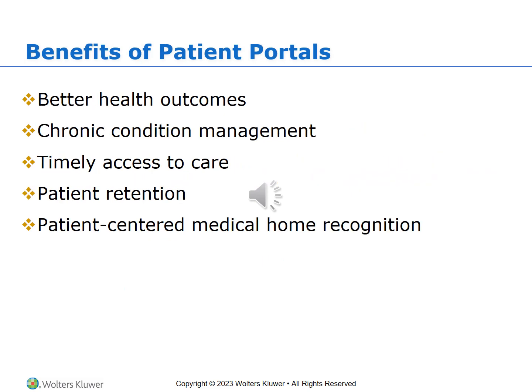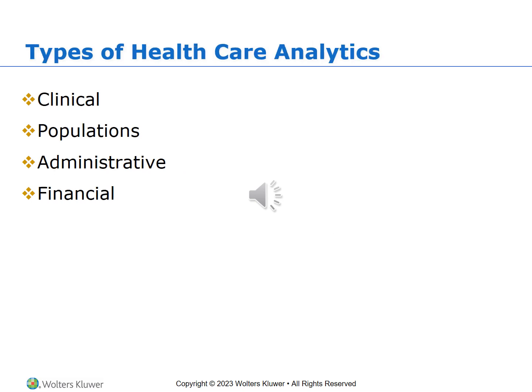So the benefits of patient portals are also on page 562, and they have a little blurb that explains each of these benefits. So better health outcomes, chronic condition management, timely access to care, patient retention, patient-centered medical home recognition. Types of health analytics are on page 562. They have an explanation for each of these bullets on that particular page. So the types of healthcare analytics include clinical, population, administrative, and financial.